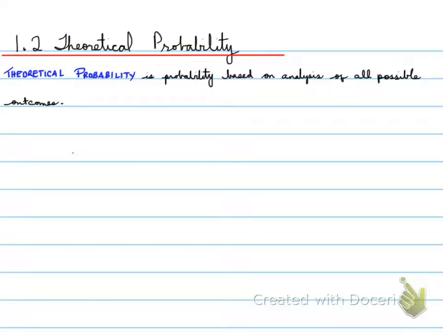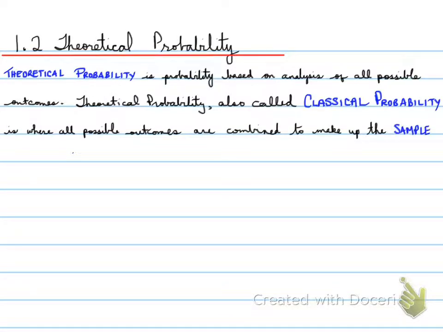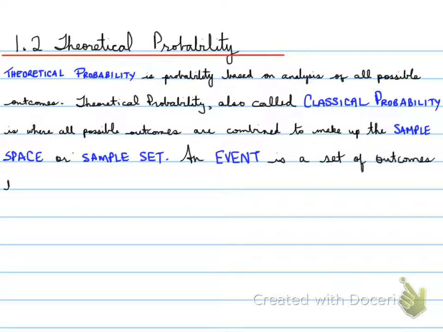Alright folks, theoretical probability. Theoretical probability is the probability that's based on analysis of all possible outcomes, so you don't actually have to do the experiment. Theoretical probability, also called classical probability, is where all possible outcomes are combined to make up the sample space, or sample set. An event is a set of outcomes that have a common characteristic.